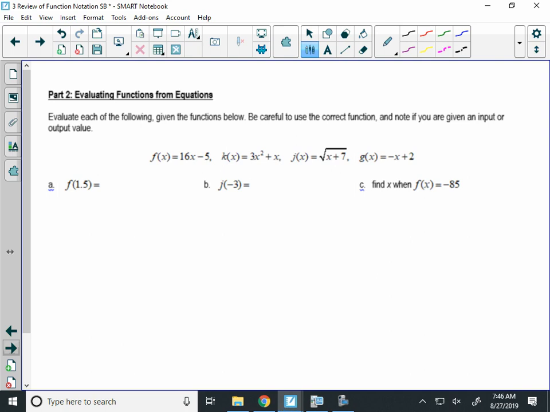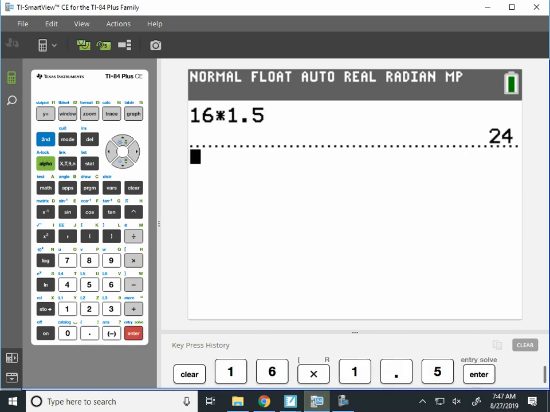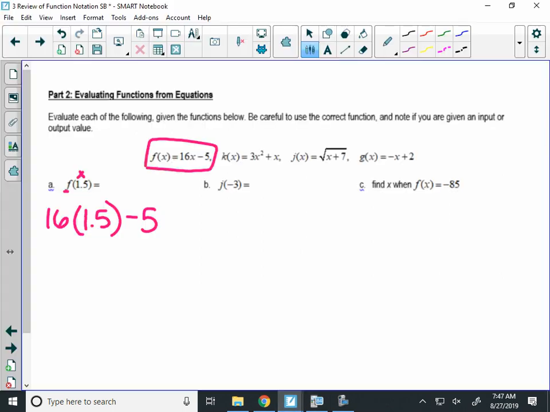We're given 4 different functions. We want to make sure that we match up the function notation with the correct function. Firstly, I have f of 1.5. F here, this letter, means I'm going to use the function f. 1.5 is in the parentheses, so it is an x value. I'm going to put 1.5 in where x is. So 16 times 1.5 minus 5. Okay, well, if you don't know what 16 times 1.5 is, go ahead and use your calculator. You'll get 24. So we have 24 minus 5, which equals 19. 19 is the output that goes with the input of 1.5.